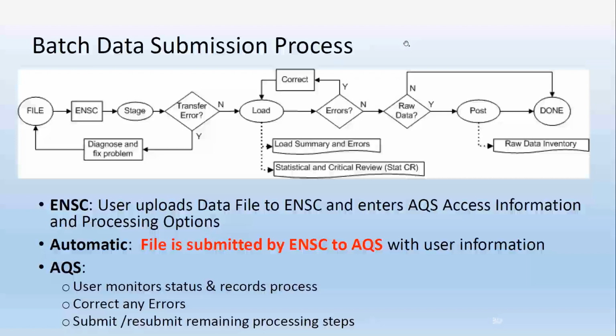You load the file into the ENSC. It stages to AQS. There can occasionally be errors with the ENSC. If there aren't, then it loads, and if there are load errors, then you go to correct. If there are no load errors, then it goes to raw data. If it's not raw data, then you're done. If it is raw data, there's an additional step called post. We'll talk about that in a second.